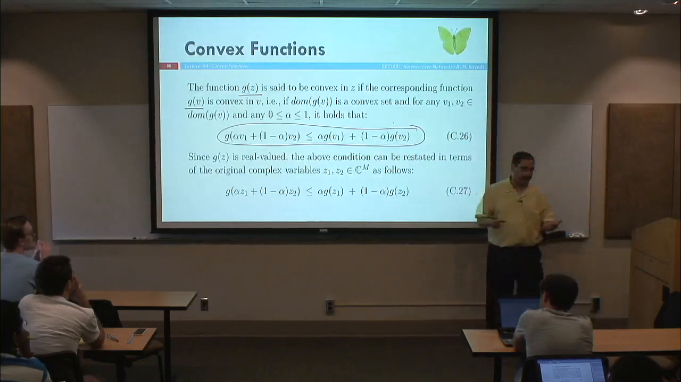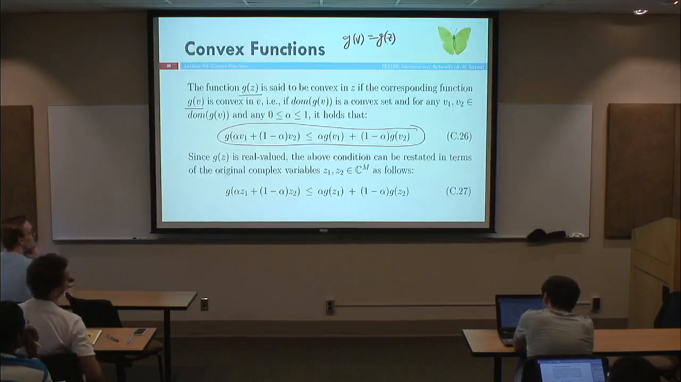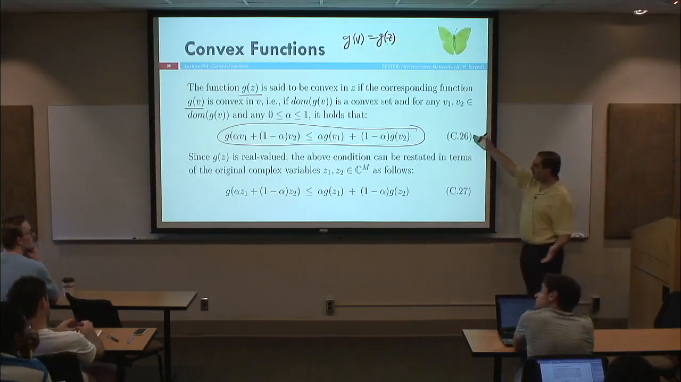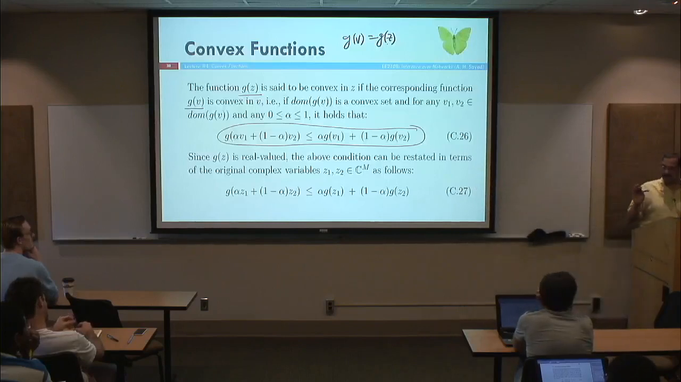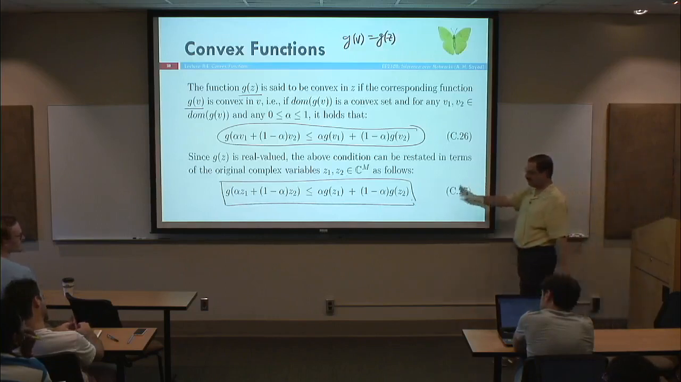Well, G of V is simply G of Z, right? The value of G at V is the value of G at Z. This is just the definition. So you can translate 26 into 27 directly. So this condition is not difficult to translate. So this is the definition of convexity when Z is complex. Trivial. Fine? So far, this is trivial.